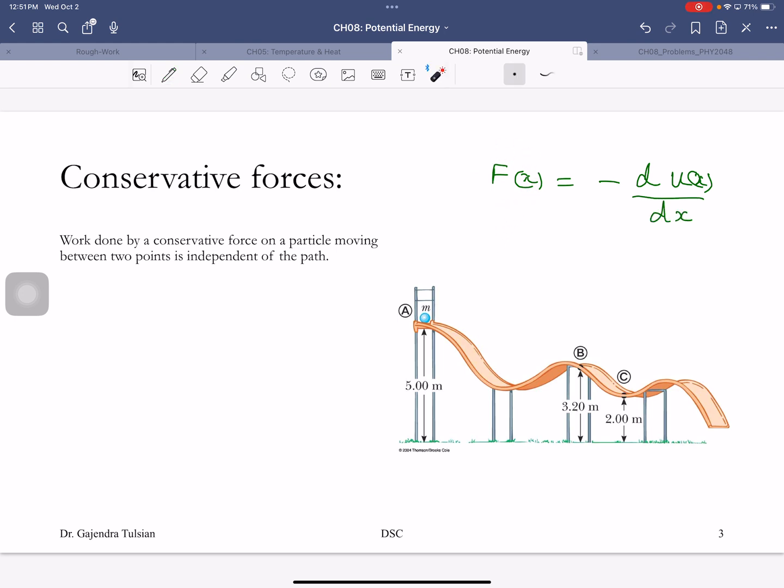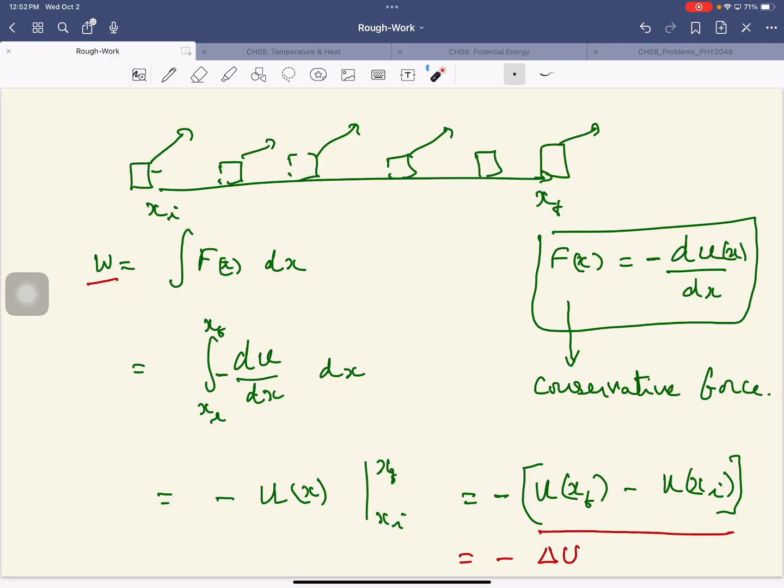Work done by a conservative force on a particle moving between 2 points is independent of the path. All right, so let's try and understand this statement. Okay, so let's go back to our thing.